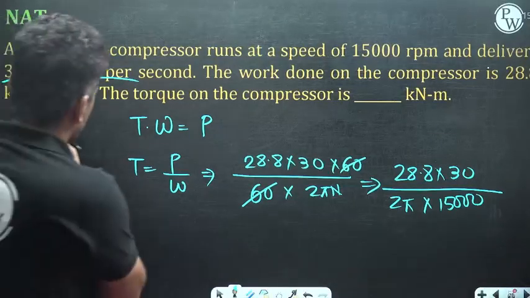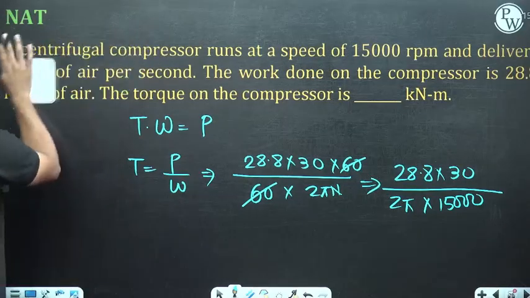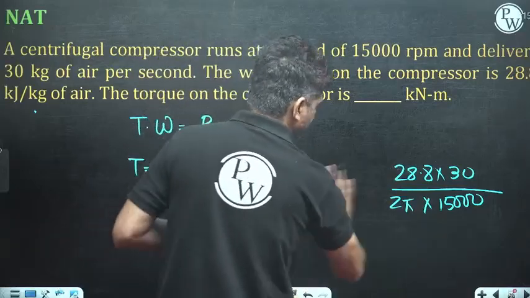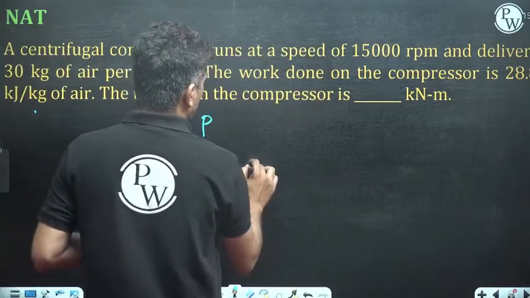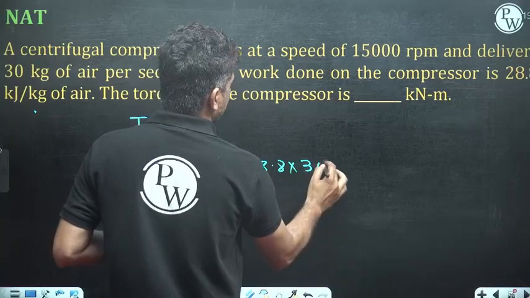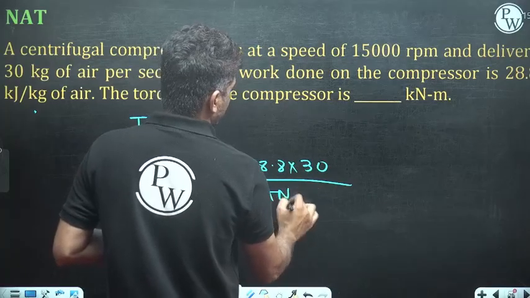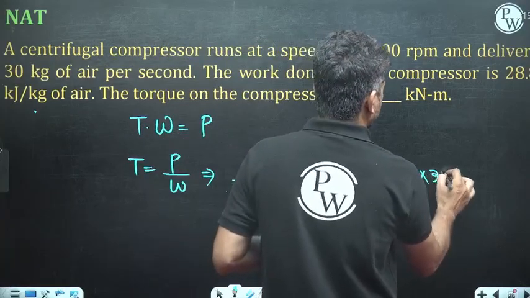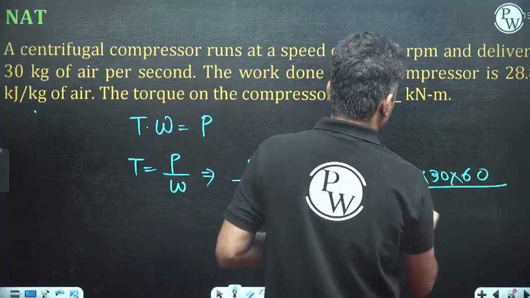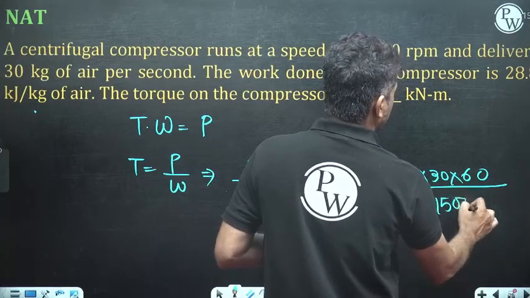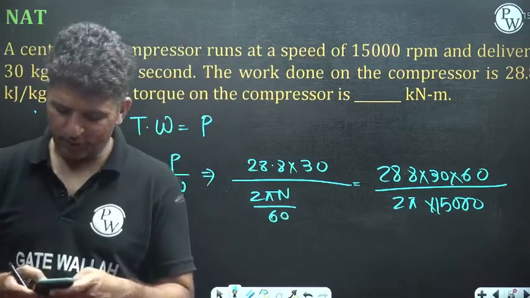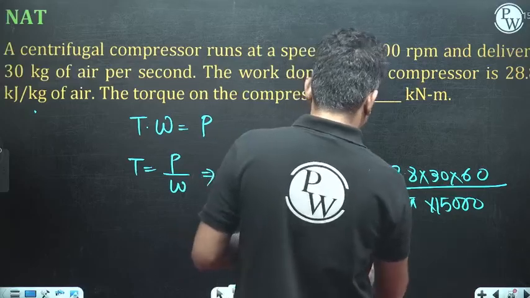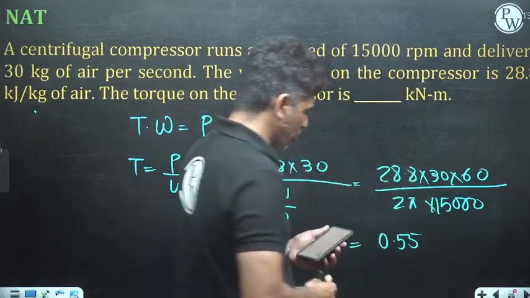I am sorry, 30 kg of air per second is given, not per minute. I am sorry. So this will be equal to 28.8 multiplied by 30 divided by 2 pi and divided by 60. Okay. So 28.8 multiplied by 30 multiplied by 60 divided by 2 pi multiplied by 15,000. Okay. So the value will come out to be multiplied by 60, that is 0.55. Is it coming out to be 0.55, or is it coming out to be 5.5?